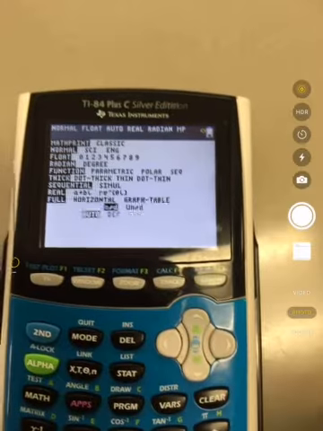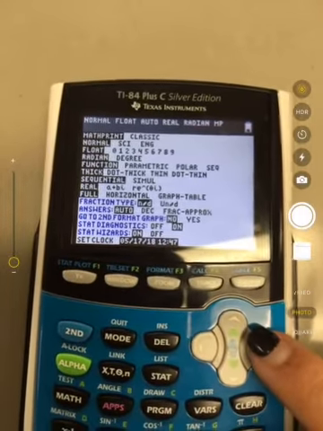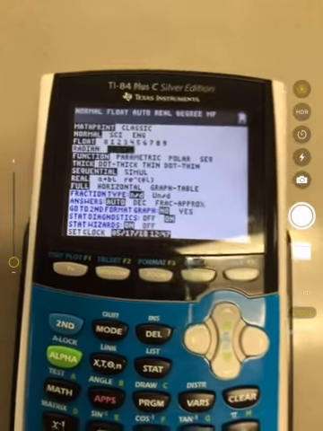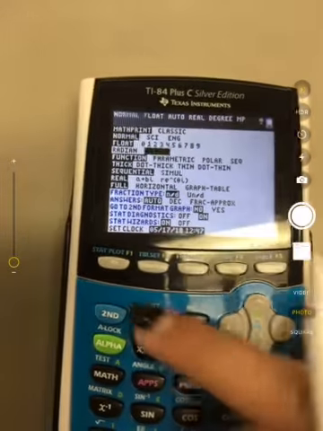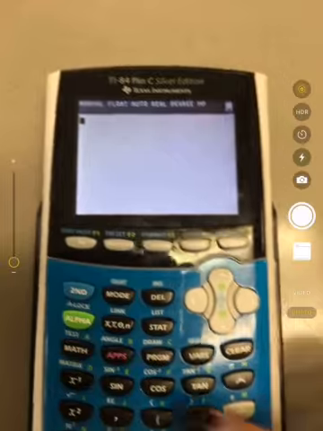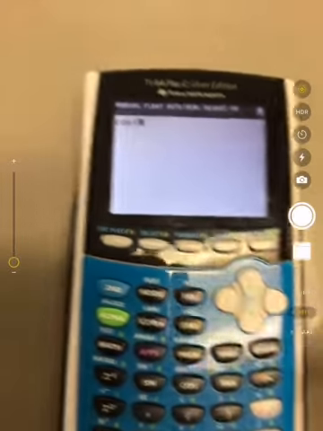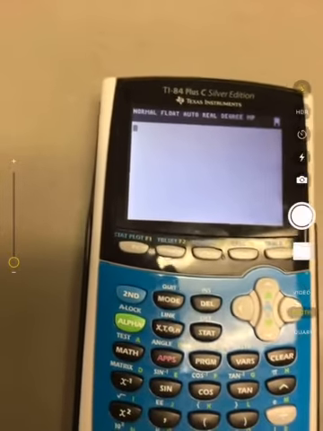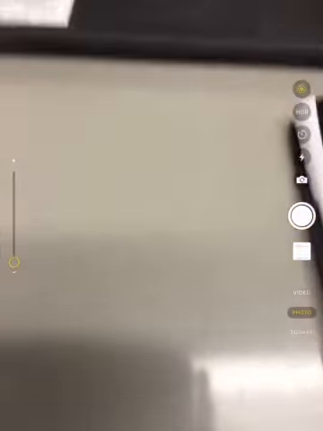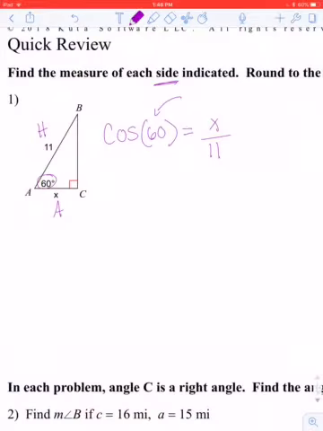Okay, and then just to refresh you one more time, I'm going to show you on my calculator that I'm going to double check my mode. So I press mode, and I need to make sure that this right here says degrees. So I'm going to press enter just to make sure that I've got that. And then I've got my cosine button and all of that good stuff, but I just wanted to remind you one more time to check your mode. So back to the problem we were working on.